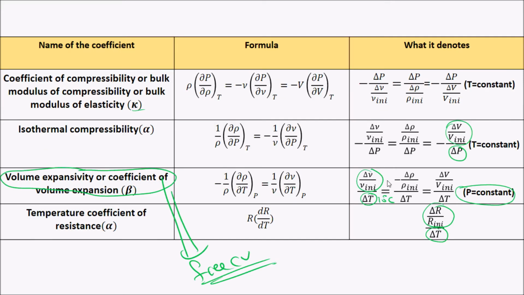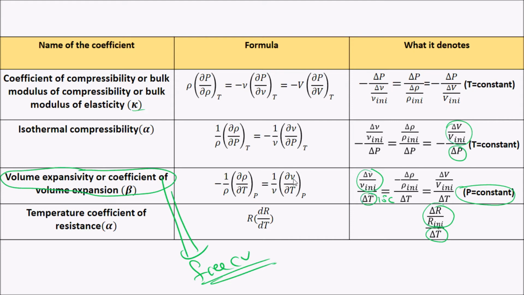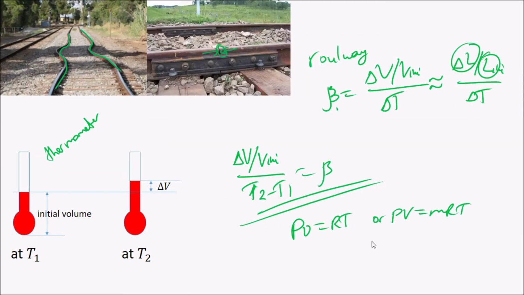And if it is an ideal gas, you can find the beta value very easily, because for an ideal gas we know that Pv is RT, or you can write PV is mRT. And for this one, if you go back to the formula, you should take the derivative of volume with respect to temperature.